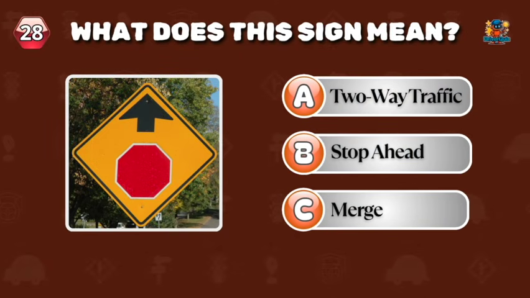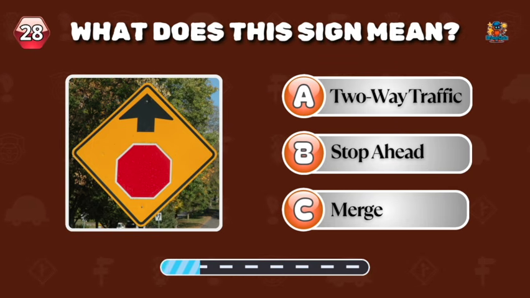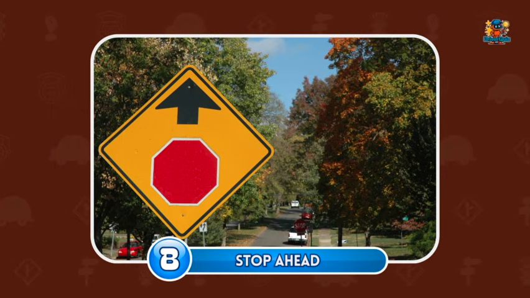Question 28. A. Two-way. B. Stop ahead. C. Merge left. Stop ahead. Be prepared to stop soon. The sign warns of a stopping point ahead.